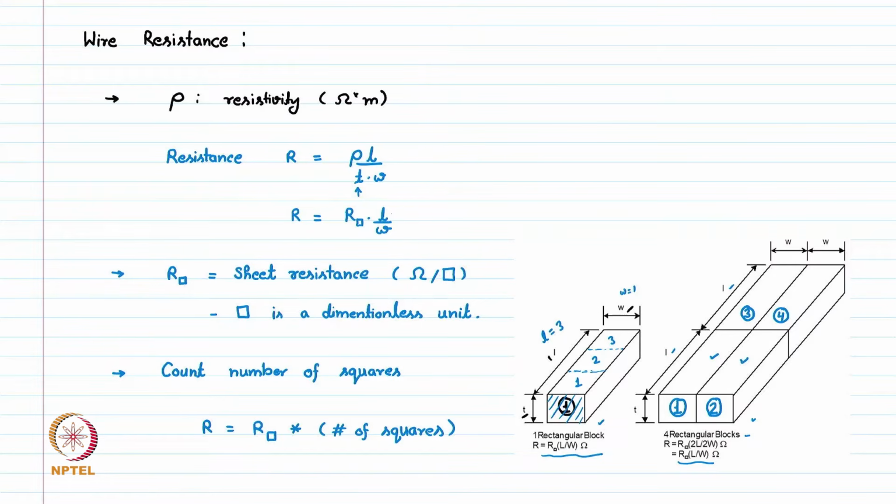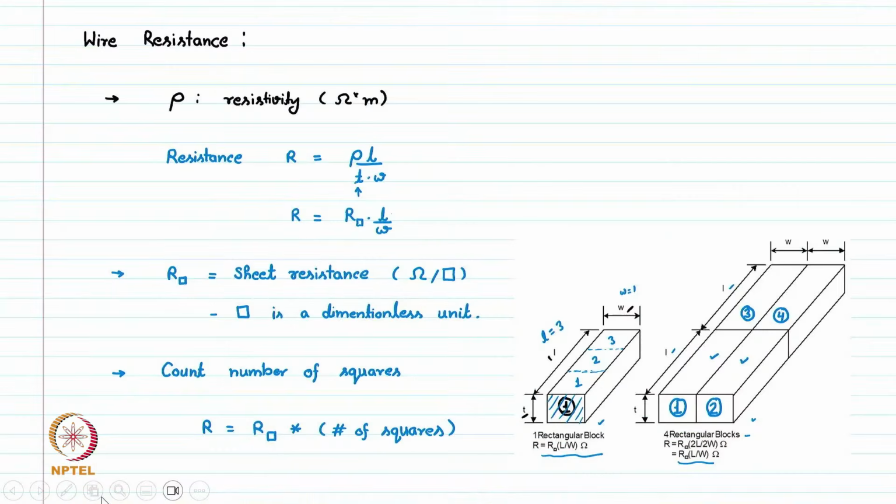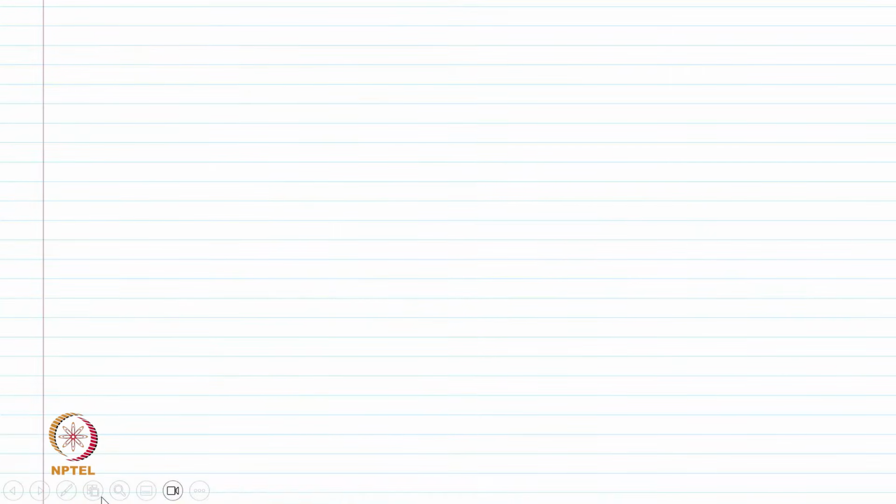So there are sometimes needs that arise where we want to change the resistance as well, from one small value to a higher value, and that is what we can do using this sheet resistance. Now we should know which metals we should use to make these wires.